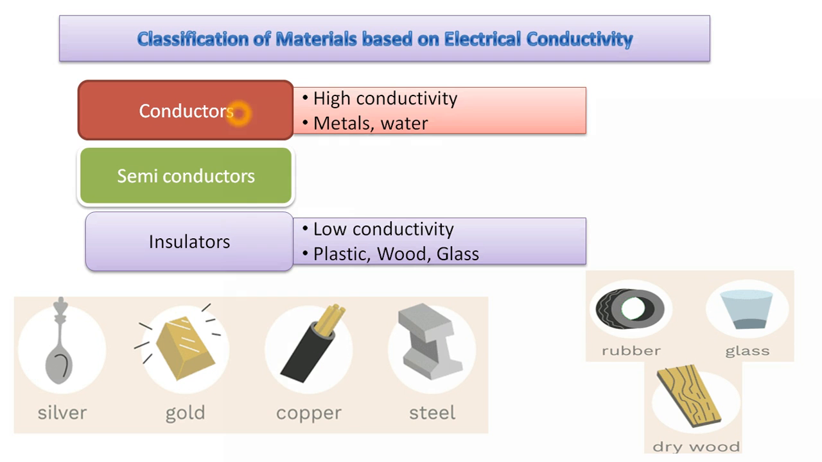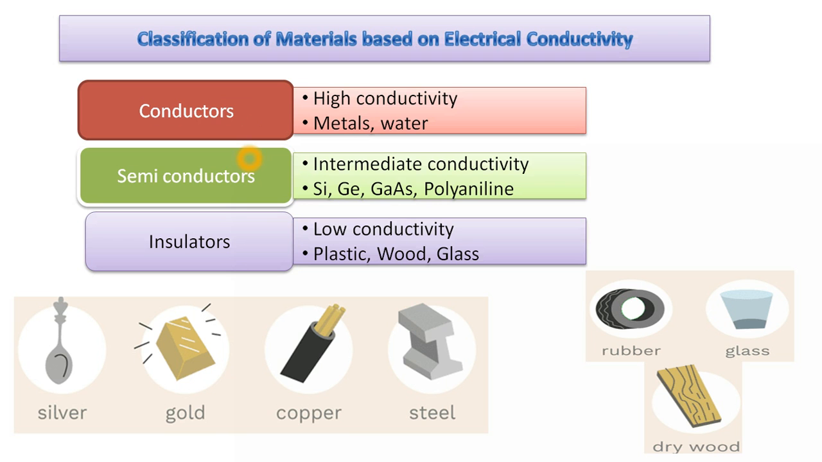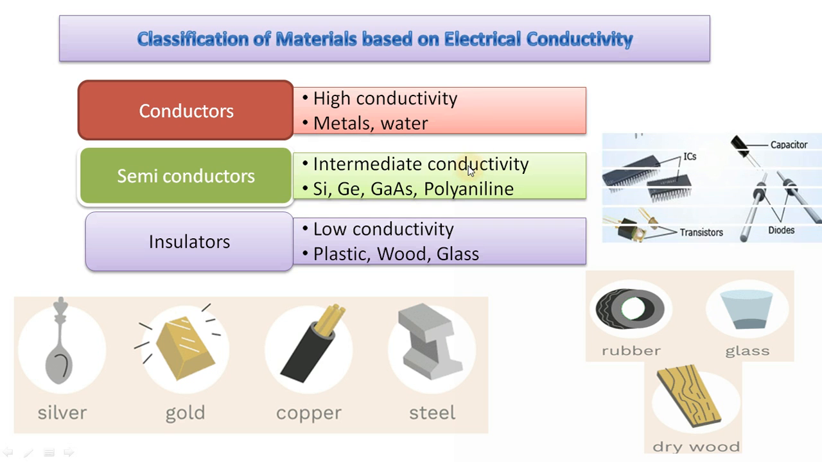In between conductors and insulators are the semiconductors. Semi means half. So they conduct, but they do not conduct as well as the good conductors, though they are not as bad as the insulators. Basically, they have intermediate conductivity. Some examples of semiconductors are silicon, germanium, gallium arsenide, polyaniline. Now, the functioning and working of semiconductors is a little complex, so you will learn it in your higher classes.